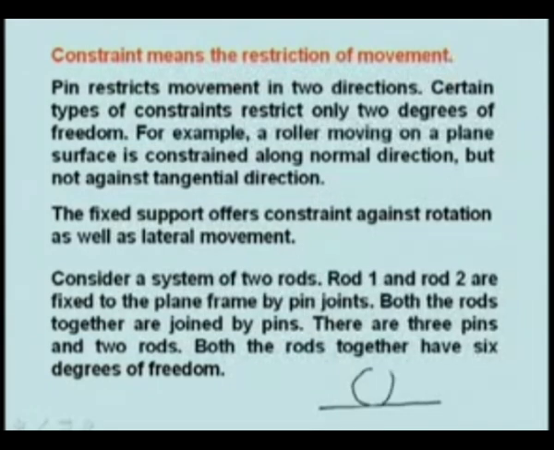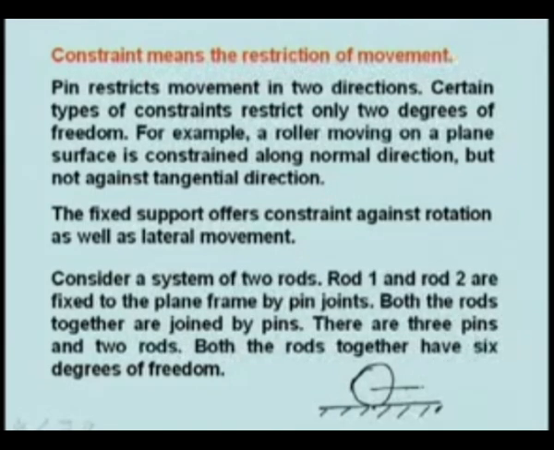So, suppose you have it like this. A roller is constrained so that it can move only along the tangential direction. In the normal direction it cannot move, but in the tangential direction it can move. So, you have arrested 1 degree of freedom.